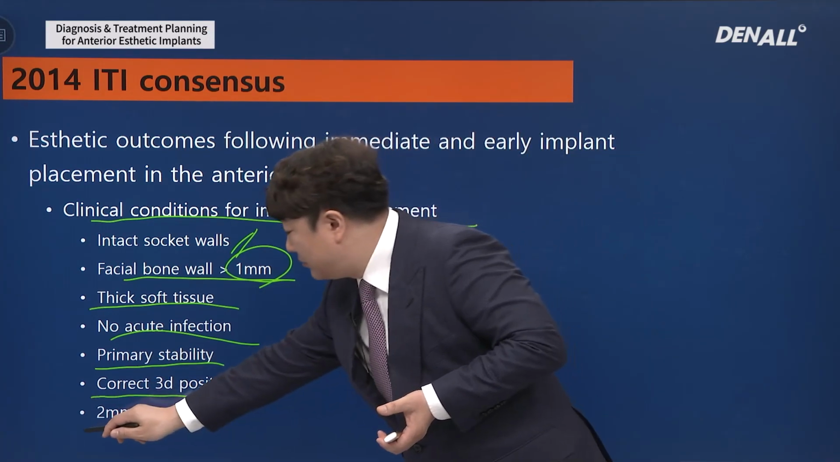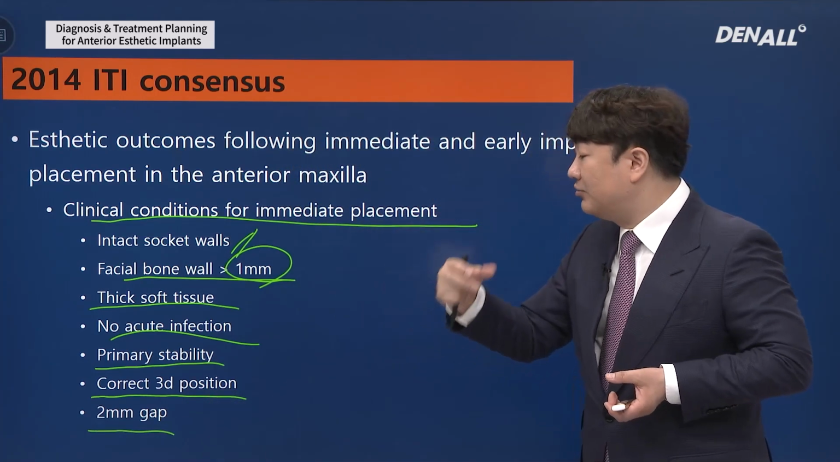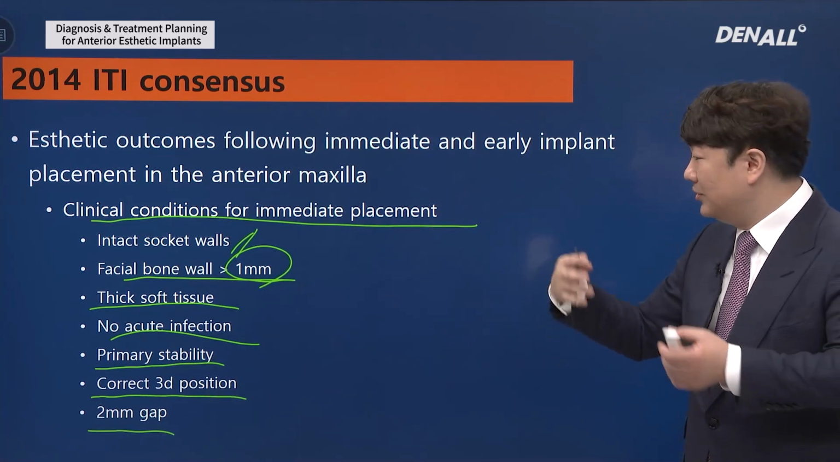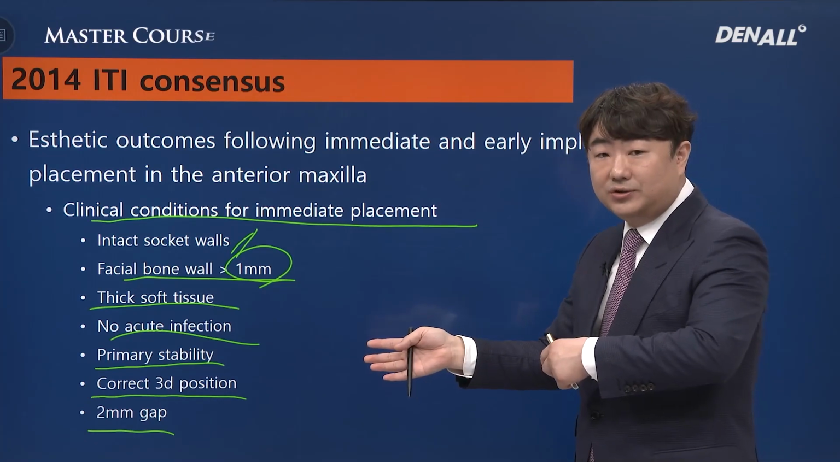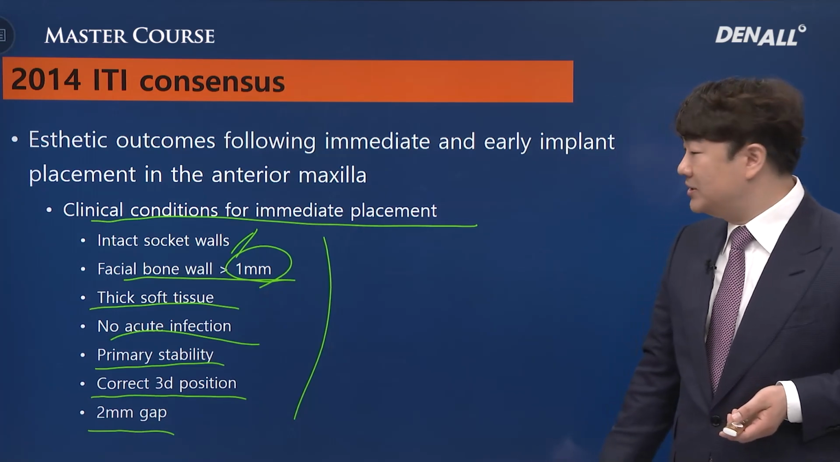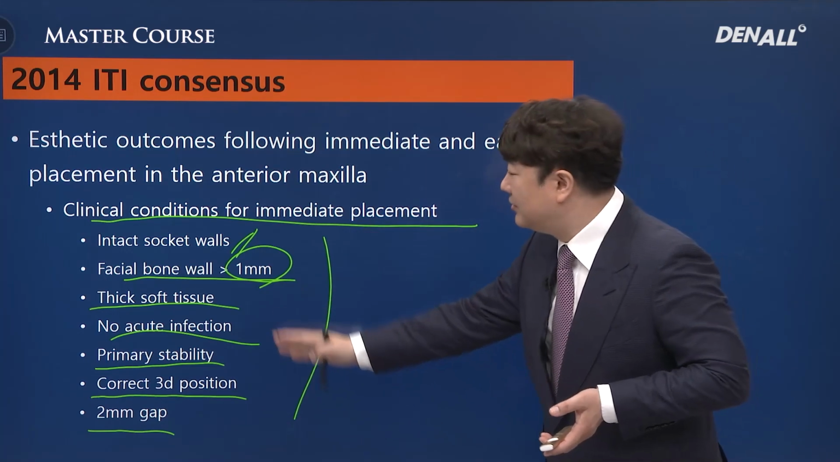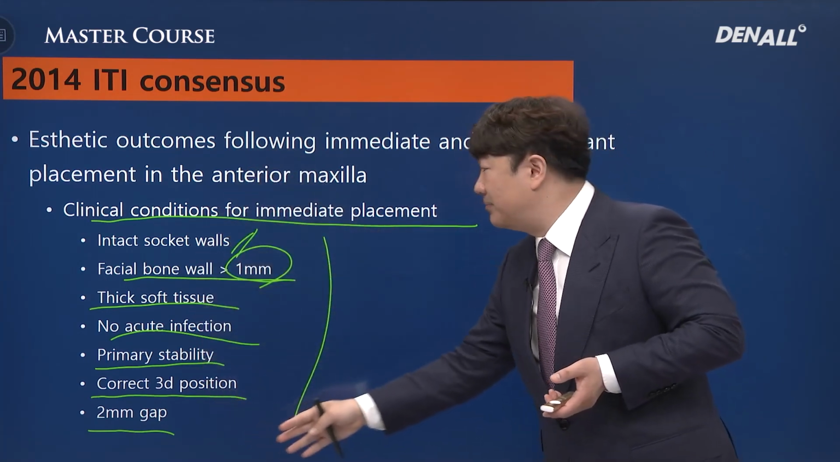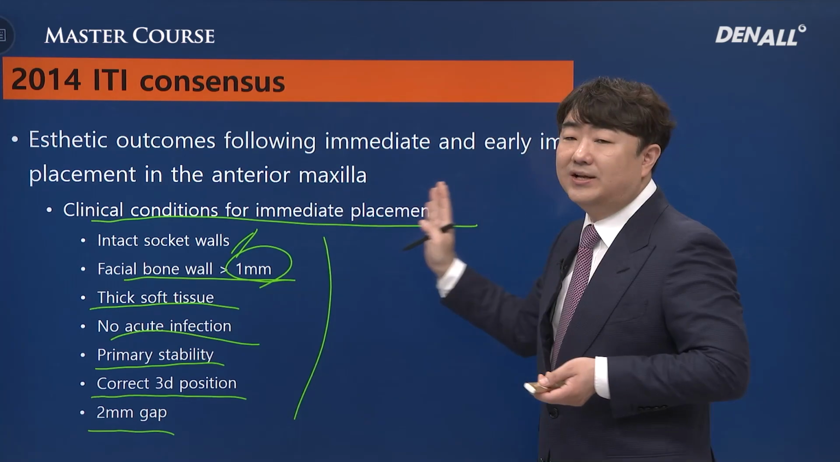If there is a 2 millimeter gap, we need to do gap filling. I'm unsure as to how many cases satisfy all these conditions, but we need to look at the different situations, and if it is deemed that immediate implant placement is more favorable, then we should do it.